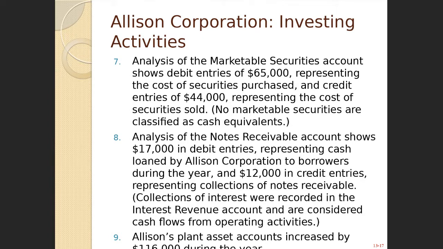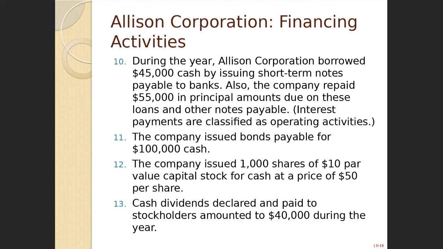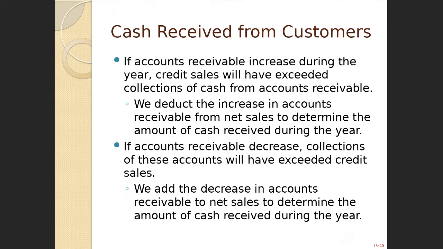Okay, always go back to the additional information. So what we're doing here, we walk through the changes in cash from the changes in the marketable securities account, the changes in cash due to the changes in the notes receivable, and now we're looking at the changes in the plant asset accounts. Typically you're going to be looking at the additional information section. And that's all we're doing here. And then we'll look at the financing section next.